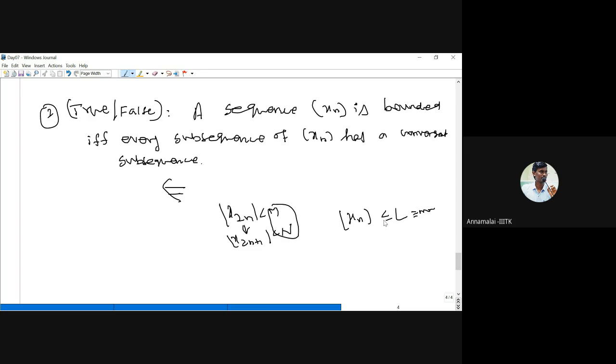But if it is given that the sequence is bounded, then we have to prove that any subsequence of x_n has a convergent subsequence, because of the Bolzano-Weierstrass theorem. Because x_n is bounded, every subsequence is bounded. By the Bolzano-Weierstrass theorem, that subsequence has a convergent subsequence. Therefore it is true.